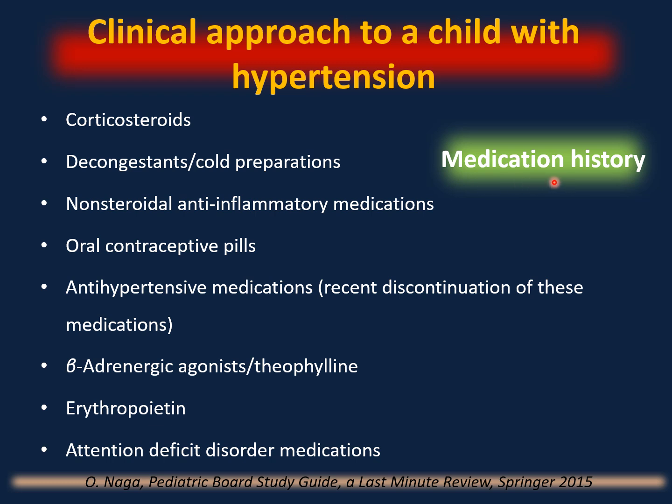Very important to review the medication history. Corticosteroids can cause hypertension. Decongestant and cold preparations we give to the children for common cold can cause hypertension and even stroke. So do not go easy with these medications. So be careful when you prescribe these medications and know the possible side effects. Non-steroidal anti-inflammatory medication like ibuprofen also can cause hypertension and even renal failure.